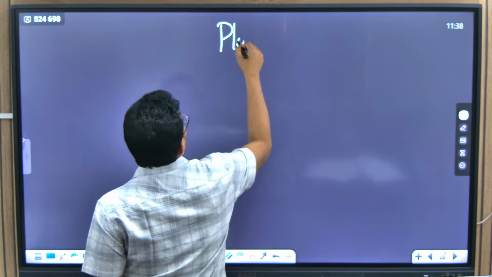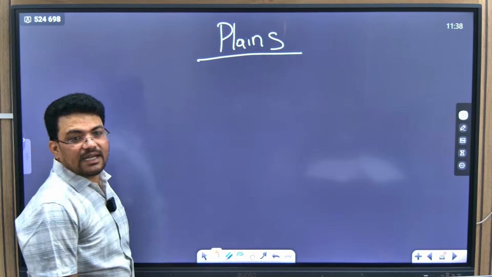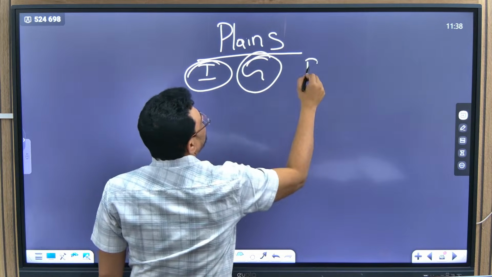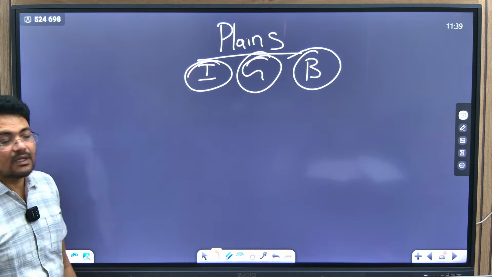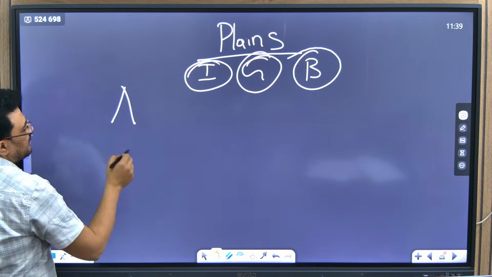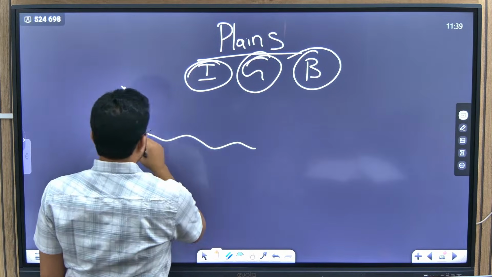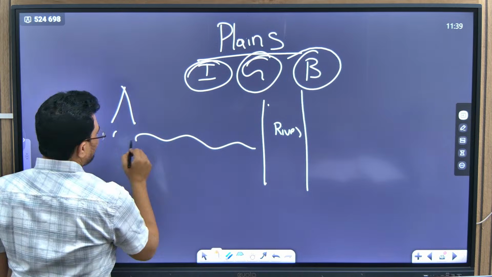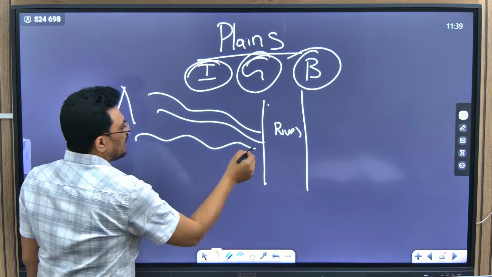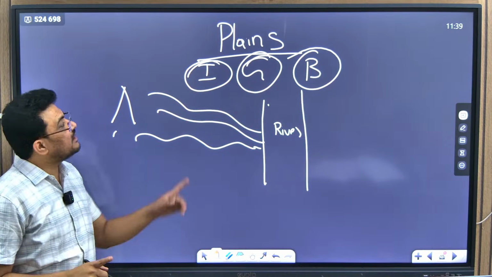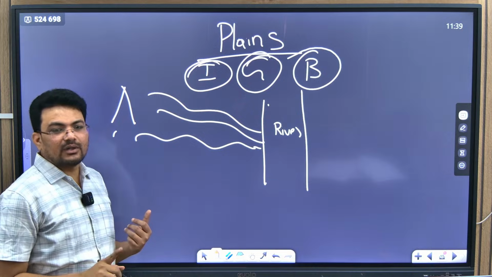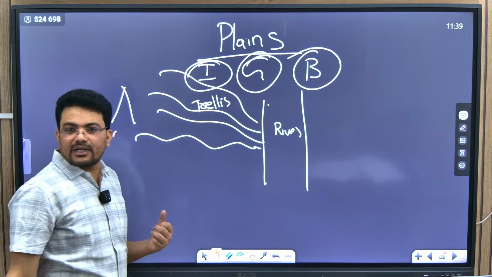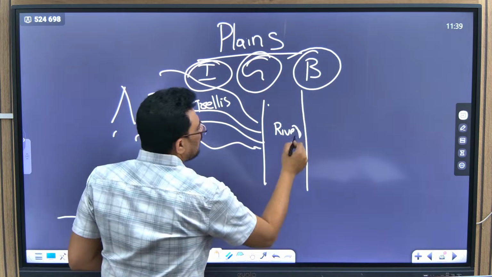Now come to plains. You know that the Indian plains are formed by three rivers: Indus, Ganga and Brahmaputra. Imagine this is a hill, a mountain, and this is the main river, and these are tributaries. Do you know what the pattern of rivers is in the plain region and mountain region? We can say this is a trellis pattern. It is like a tree, from somewhere they will come. Now you have to remember one small concept here.